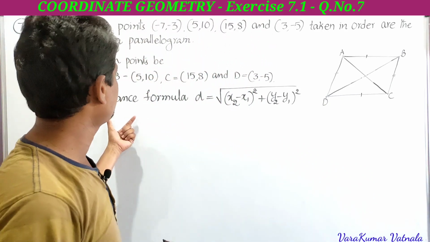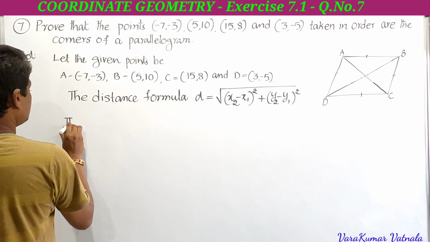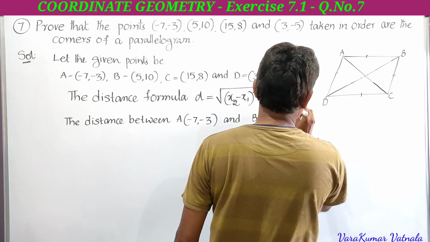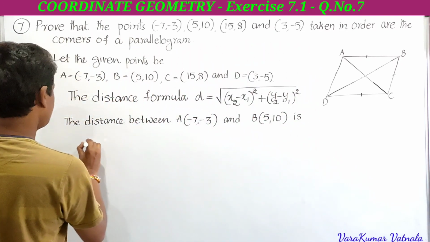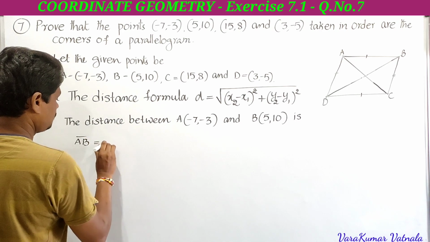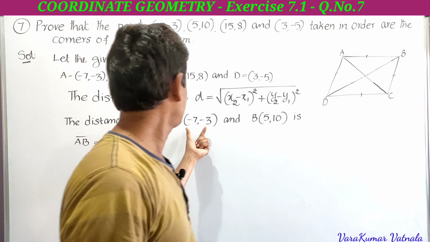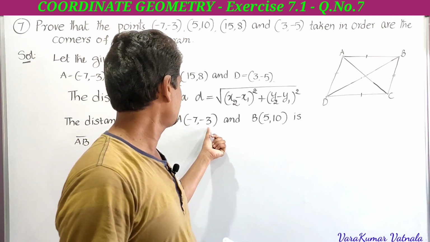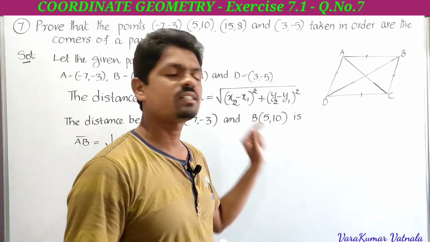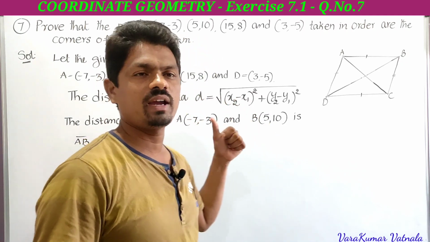So now I have to find the distance between A and B. The distance between A and B, denoted by AB, is equal to, we just have to substitute in the formula. Let the first point be x1, y1 and the second x2, y2. Square root of x2 minus x1 whole square. Here x2 is 5, x1 is minus 7.